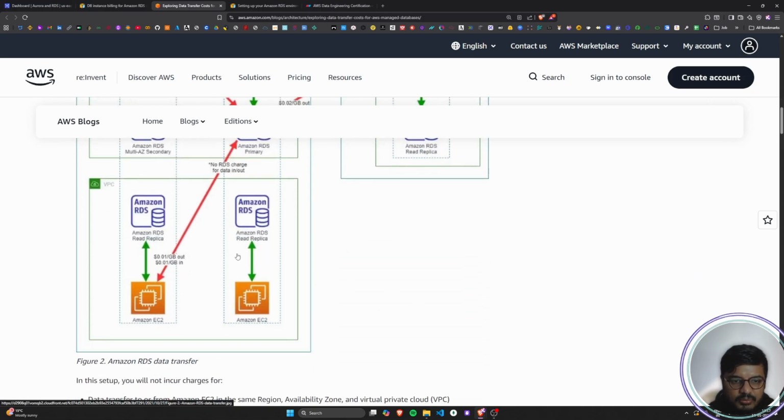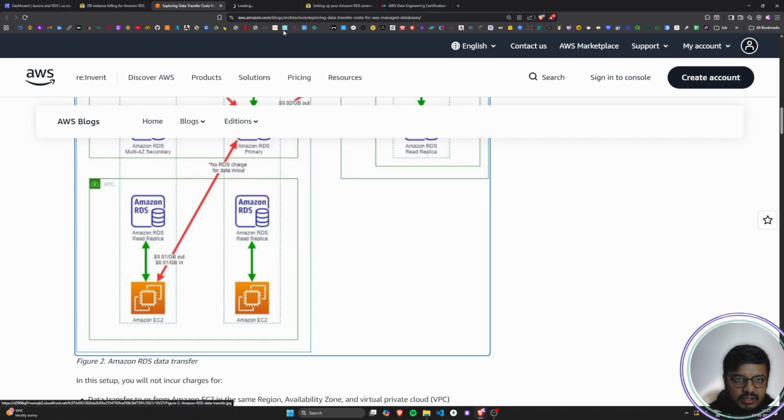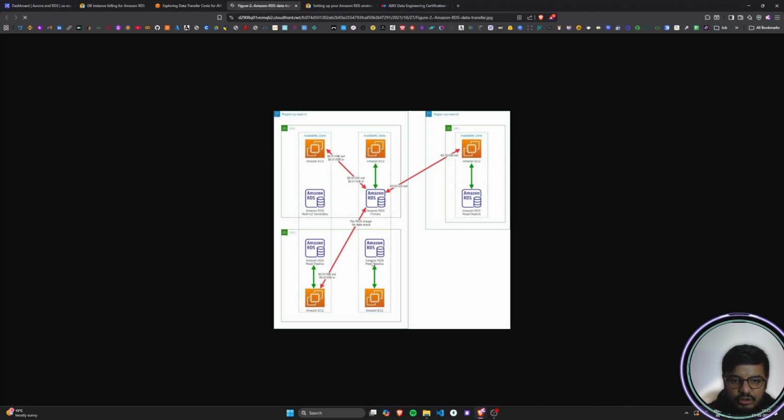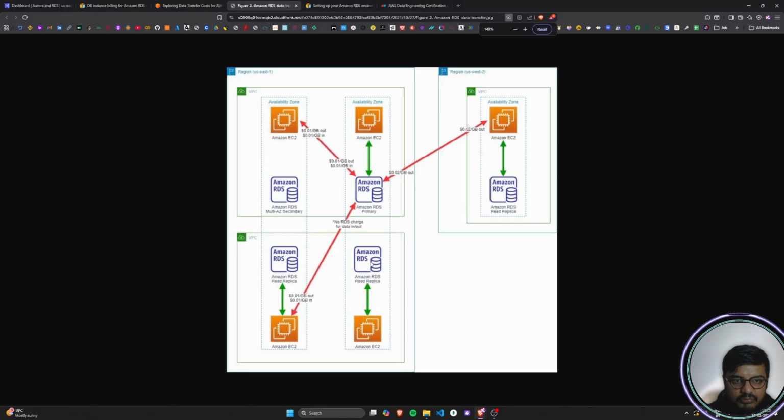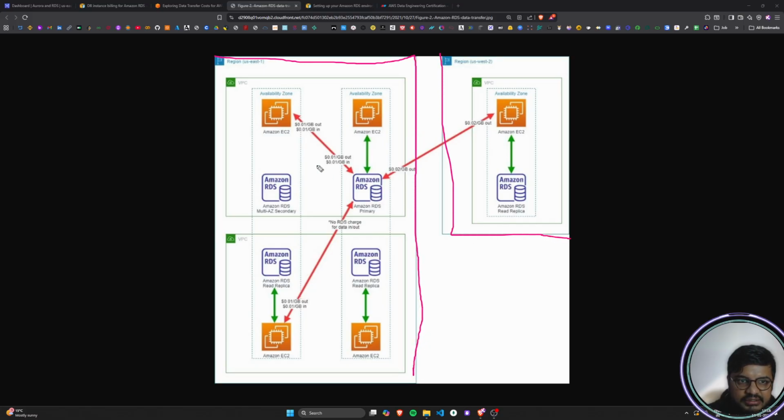So let me just zoom out, or maybe do one thing: open the image in a new tab. So here, if you see, this is one region, and this is another region. This is US East 1 and this is US East 2.